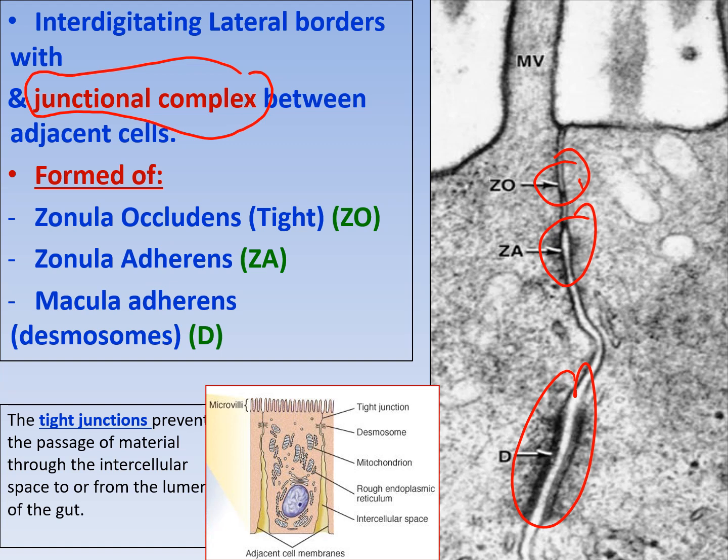Why are we going to have junction complex, especially zonula occludens here? Because we are going to allow passage only of absorbed food through the cell. It is not allowed to pass in between the cells. So this will prevent the passage of the absorbed food through the intercellular spaces in between the cells. It is only allowed to pass through the enterocyte or the simple columnar cell.